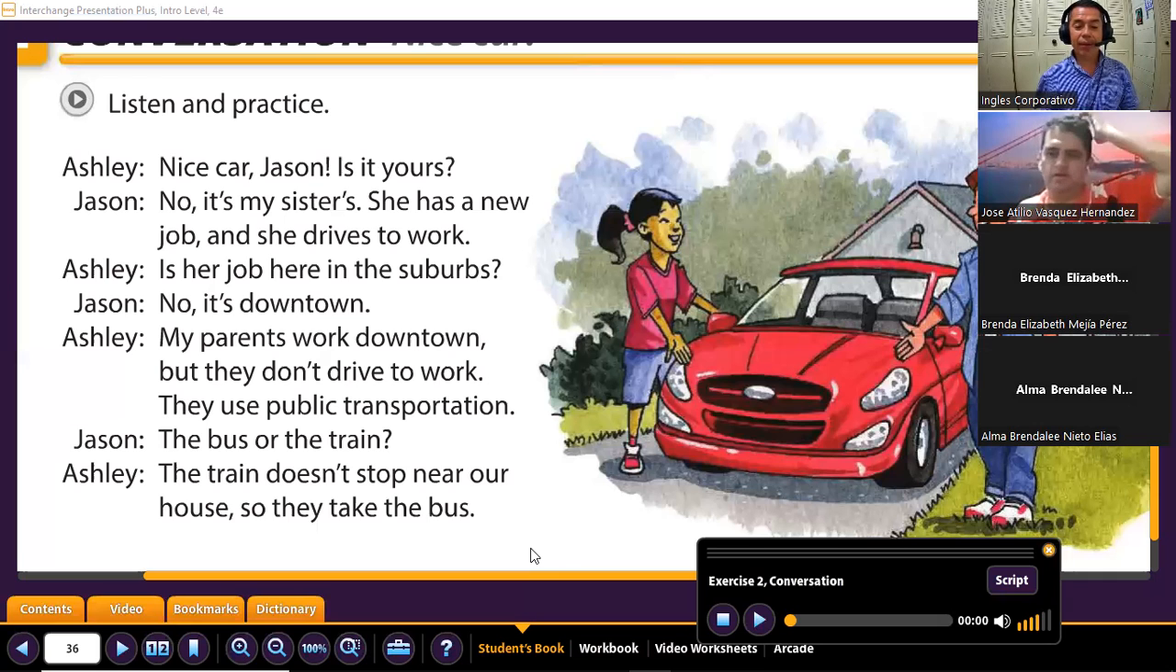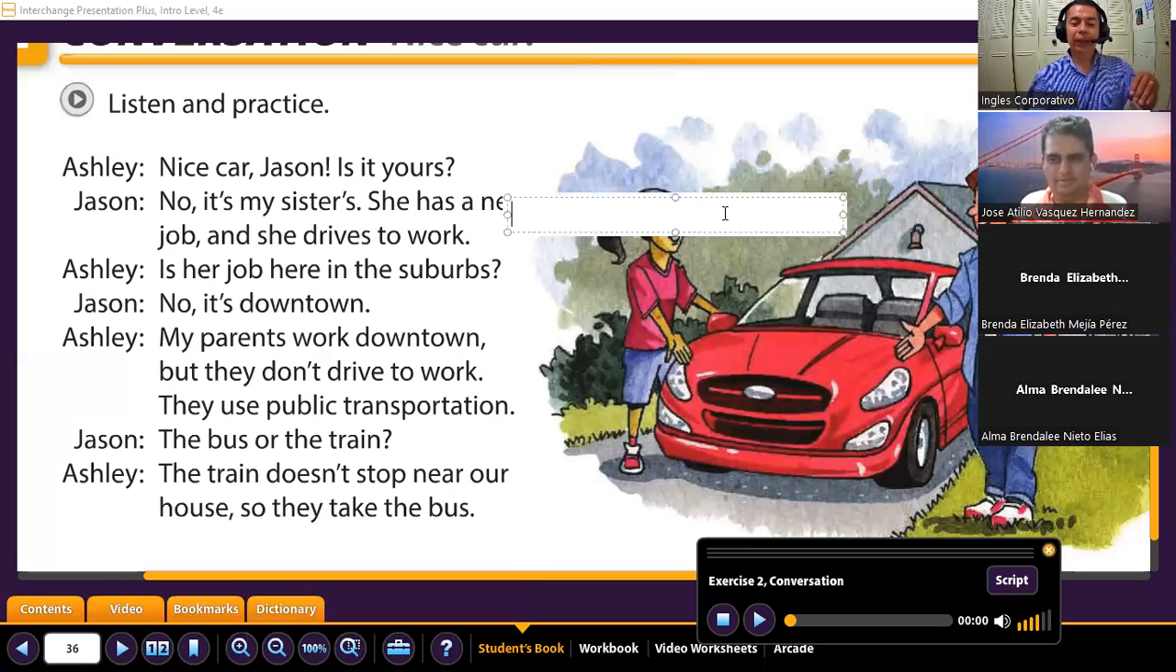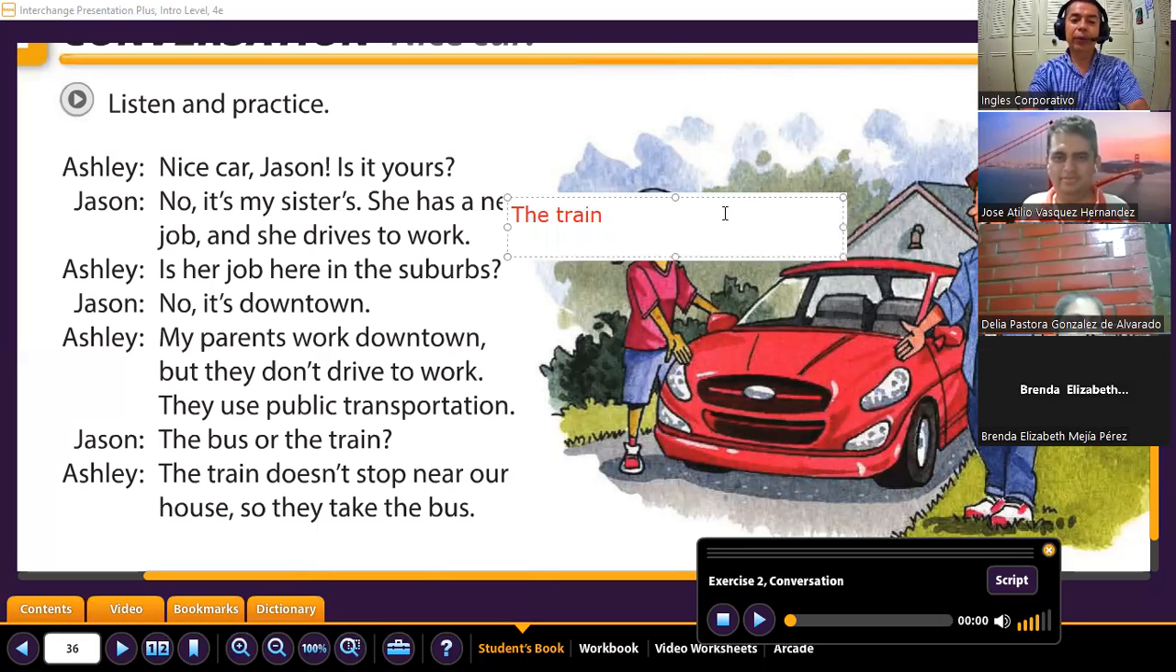I have a question. Okay, tell me. Sometimes I hear the pronunciation "the" or "that". Ah, okay. I will explain. Yes, it's true. Give me a second. When we say the train, when we say the apple, here we have two pronunciations. When the word begins with a consonant, we say the train, the bus, the suburbs, right? But if the noun starts with a vowel, we say the apple.